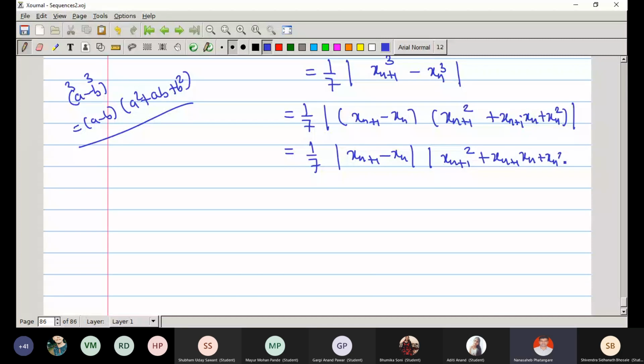Okay, so what we obtained so far is x_{n+2} minus x_{n+1}. This is what we have obtained. Let us call it expression 1.